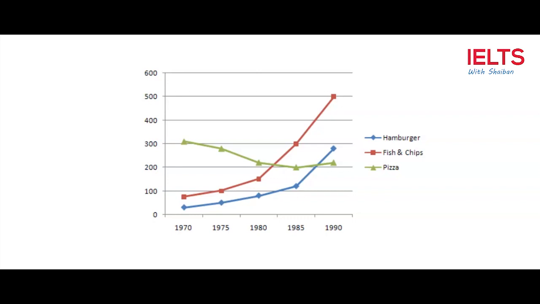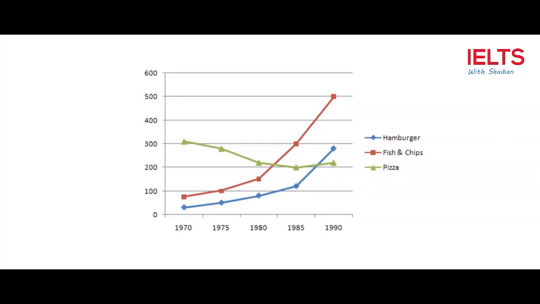The figure here, for example, shows the consumption of 3 types of food: hamburger, fish and chips, and pizza. As you can see here, in the vertical and horizontal axes, we have years: 1970, 1975, 1980 till 1990. This language of change here shows the graph going up, and you have to notice 3 things in here.